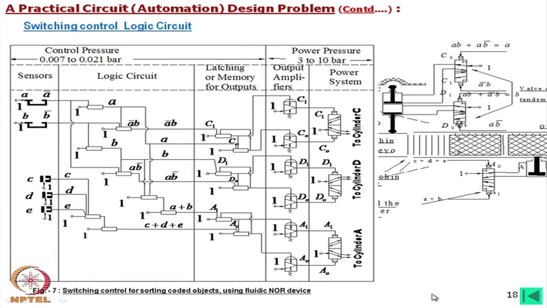Now, look at this circuit. I understand it is very difficult to draw these circuits, but if this circuit is shown to you, you must be able to recognize what function is being done and what the possibilities are. Now, look at this. These are the sensors. Say this is A, then A B bar. Say it is like that.